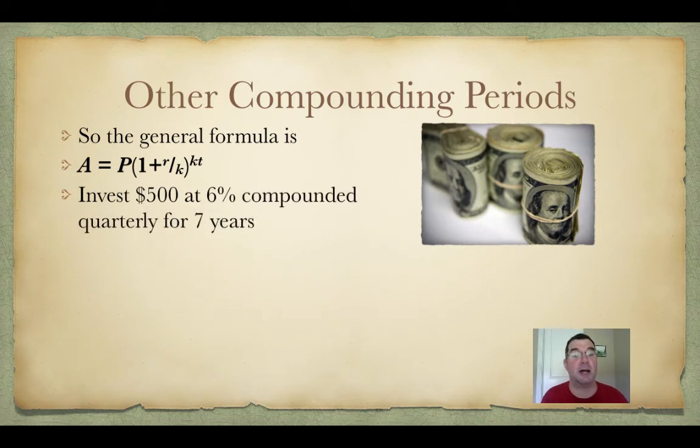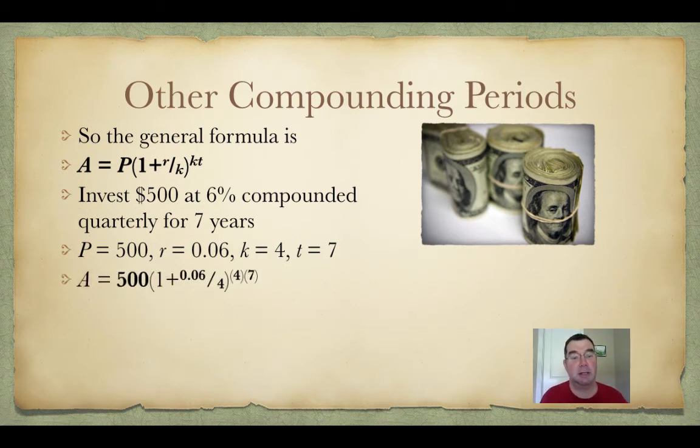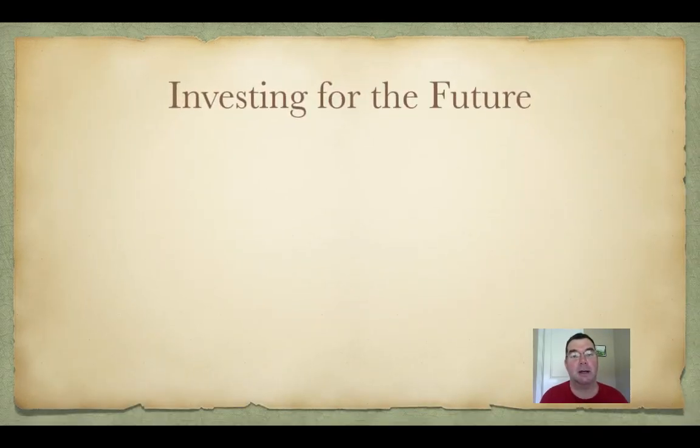All right, so if I wanted to invest $500 at 6% compounded quarterly for 7 years, that means my interest rate is 0.06. K is 4, because that's how often it gets compounded per year, and T is 7. It's still 7 years. So I plug everything in, and I get that my money will be worth $758.61.